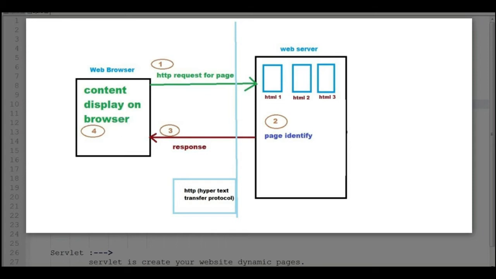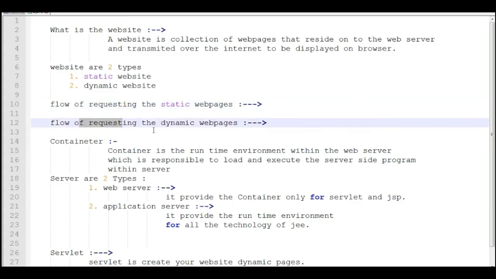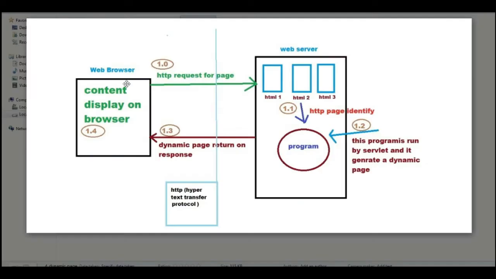And you can see your content displayed on your browser. Okay, and what is the flow of requesting a dynamic web page? Okay, let me draw a simple diagram for this. This one is your dynamic web page flow. This is your web browser, and your static page is here.